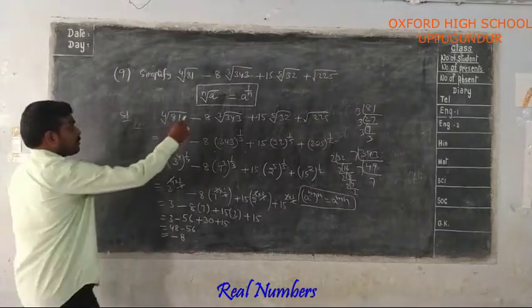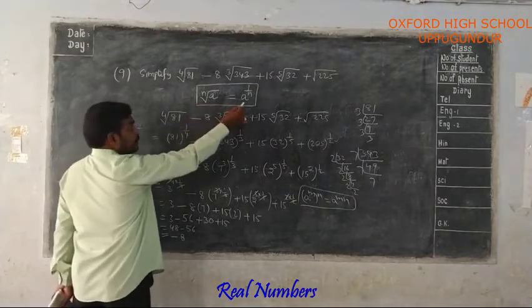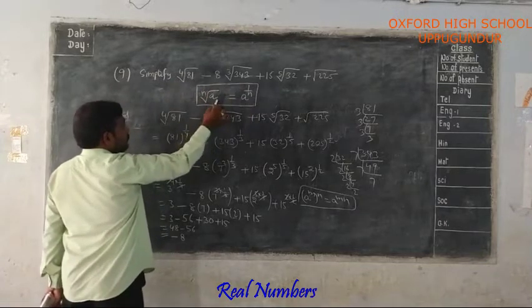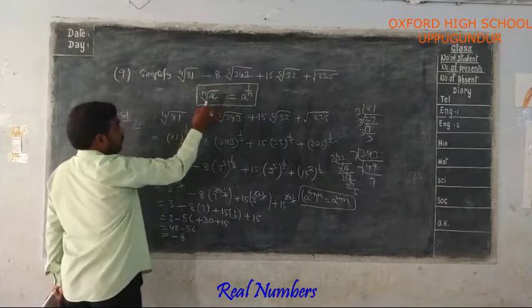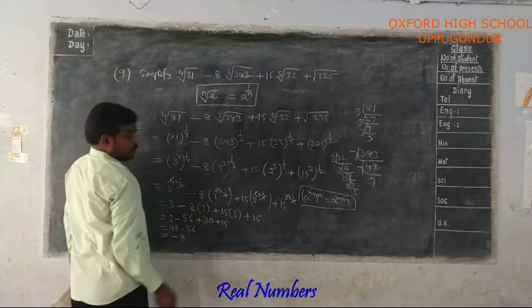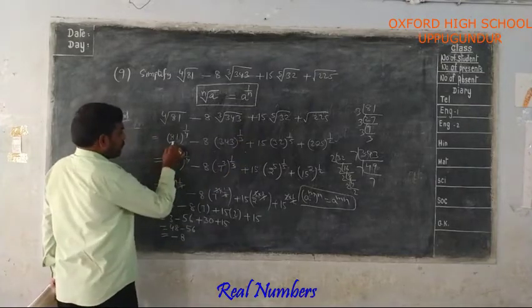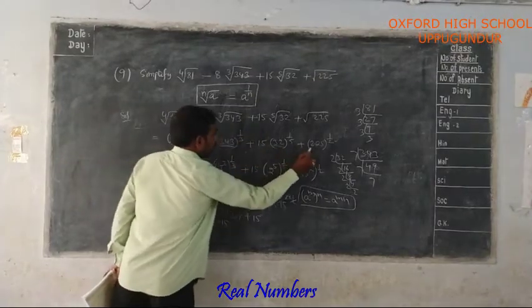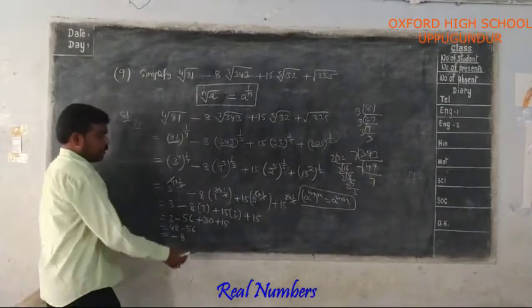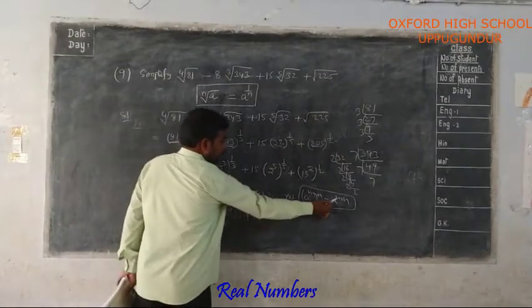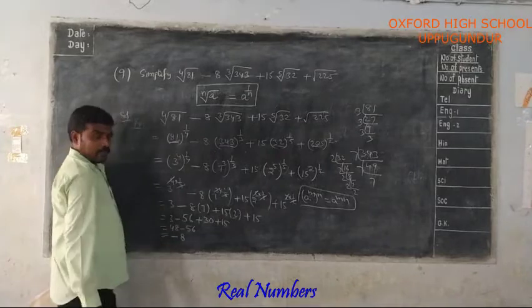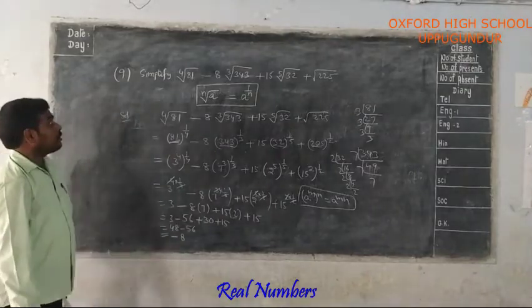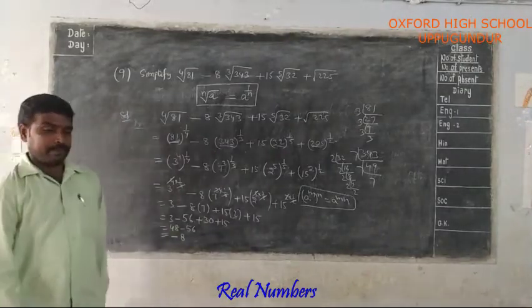So using nth root a, you can write the exponential form like this. By using this law, you can simplify this. After that, you have to prime factorize all these values. Then by using a power m whole power n equals a power mn, you can simplify this. Then you will get the answer. So in this way, you can do the 9th problem.